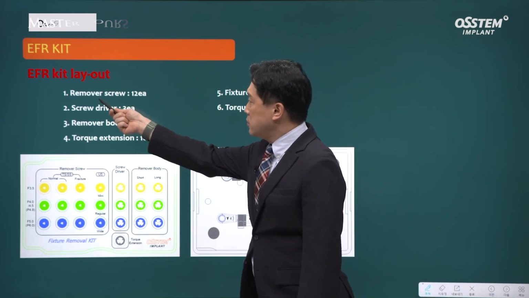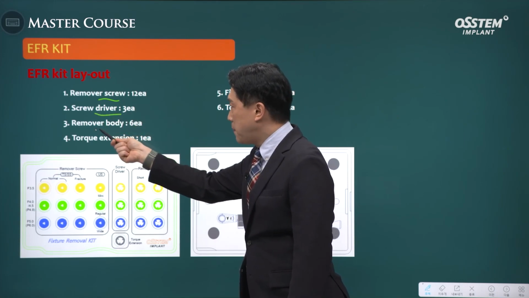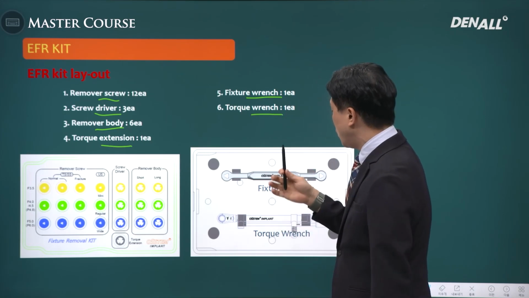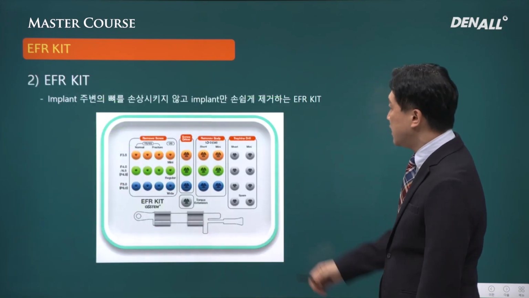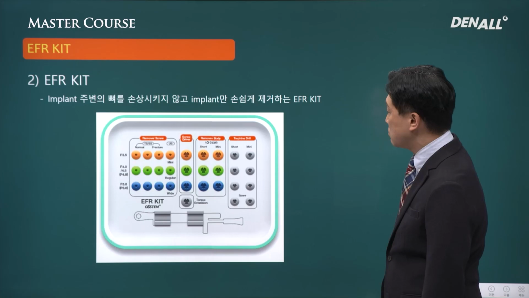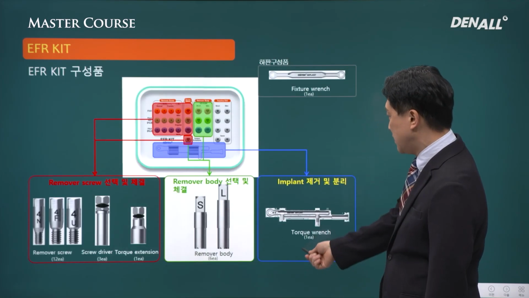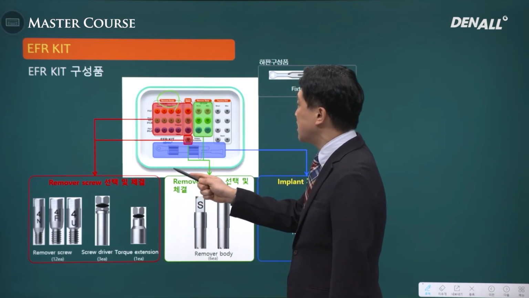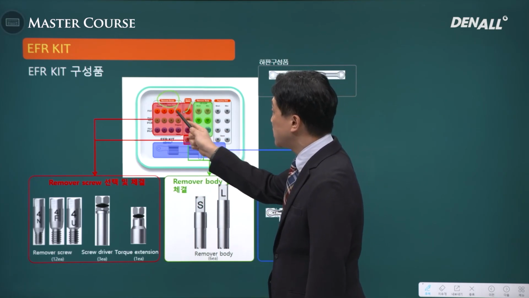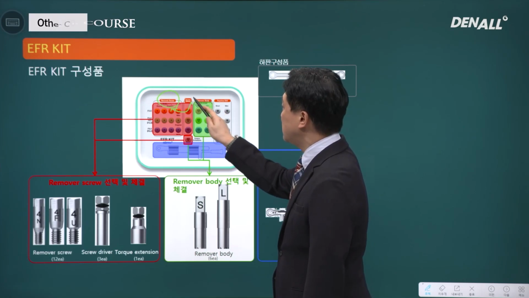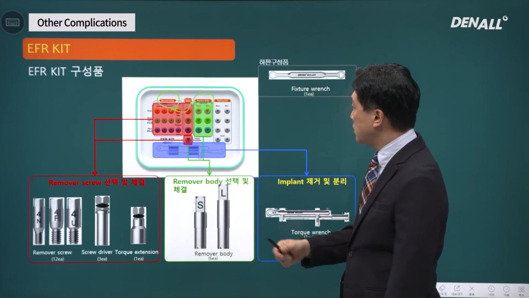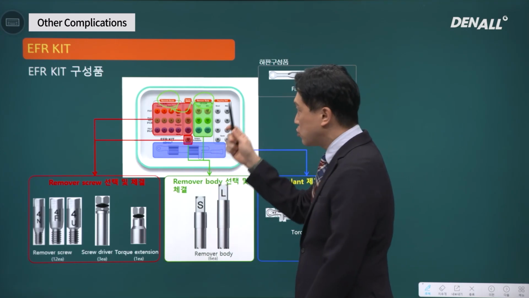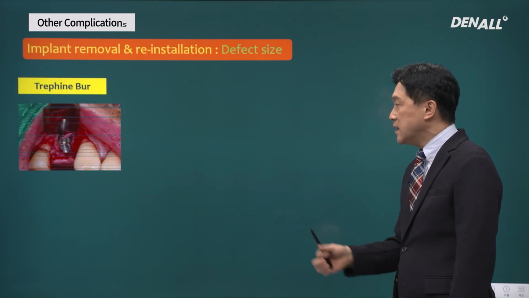The kit consists of a remover screw, screwdriver, remover body, torque extension, implant wrench, and torque wrench. The remover screw is connected to the implant and the screwdriver is used here. The remover body is used in the counterclockwise direction, torque is applied, and you remove the implant counterclockwise.